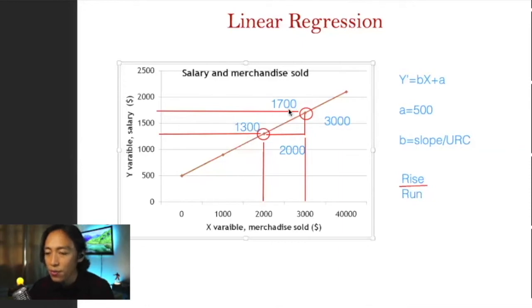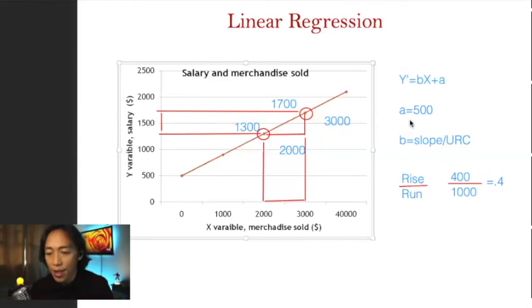Okay. So when we talk about rise, that is the distance between our Y points, from 1,300 to 1,700. How do we derive that? Simply, we subtract 1,300 from 1,700, so that is 400. And what about the run? That is the distance between our two X points, 3,000 and 2,000. Of course, we have to subtract the smaller one from the larger one. So 3,000 minus 2,000, our run is 1,000. Therefore, our rise over run is 400 divided by 1,000, which is equal to 0.4.